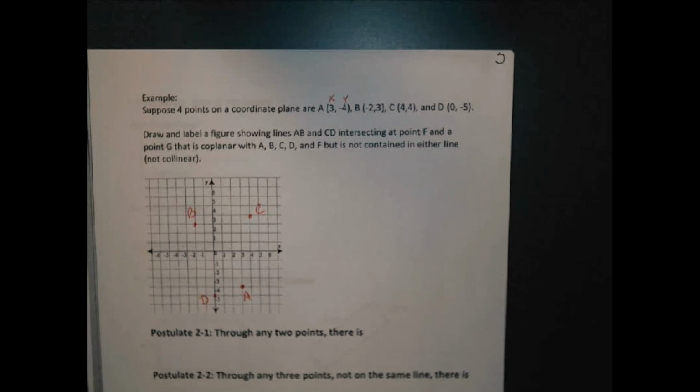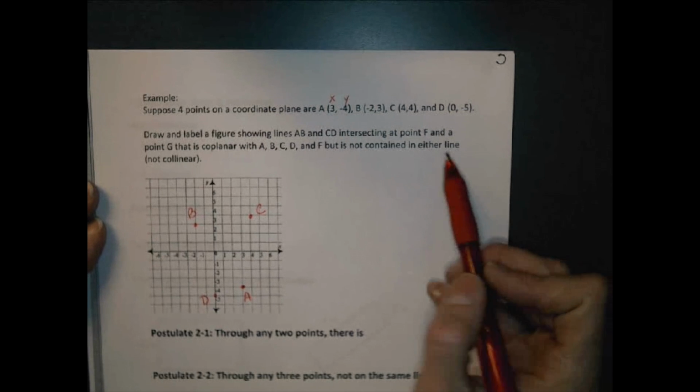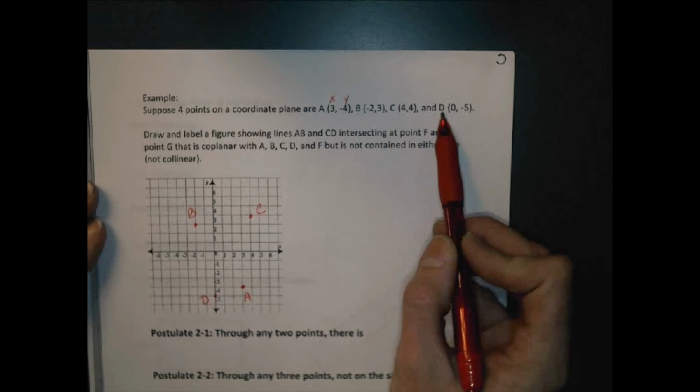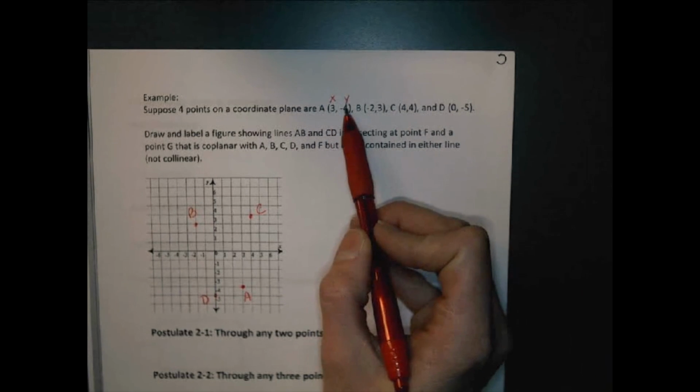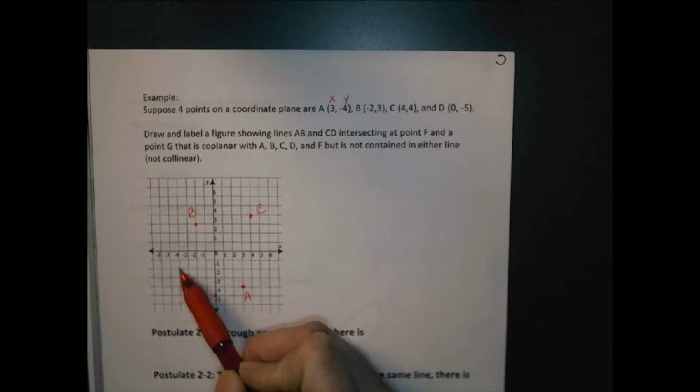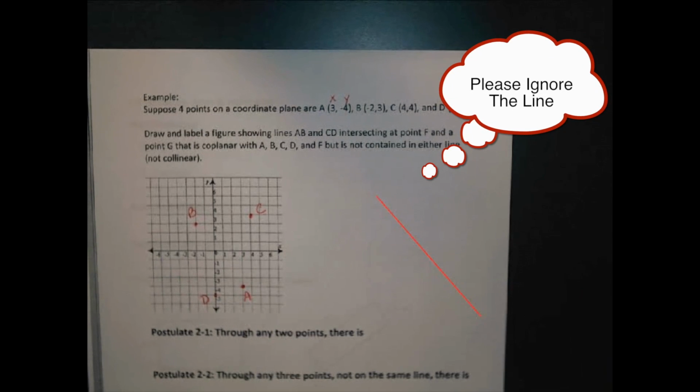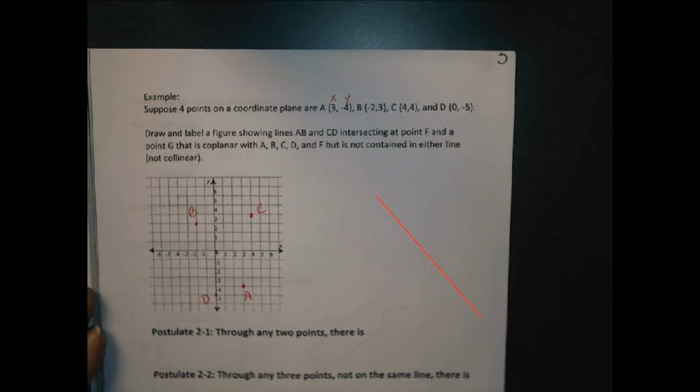Starting with page 3, we're going to look at an example in which I would like you to plot and name the following 4 points, A, B, C, and D. Keep in mind that the coordinates of a point start with X and the second number is Y. So we'll plot each of these 4 points and name the coordinates. Once you have the points plotted, I'd like you to draw and label a figure showing that lines AB and CD intersect at point F.